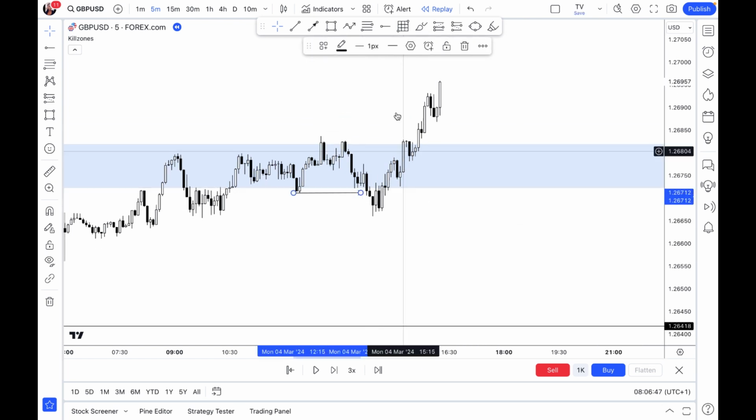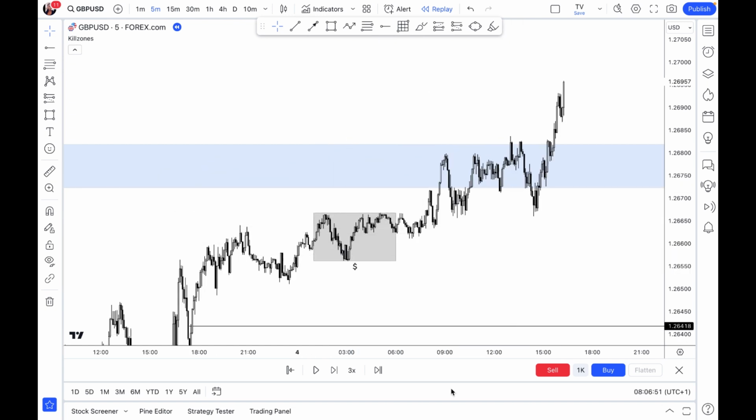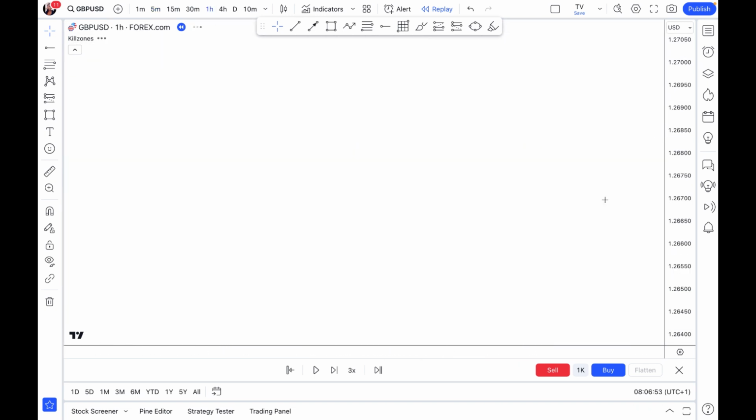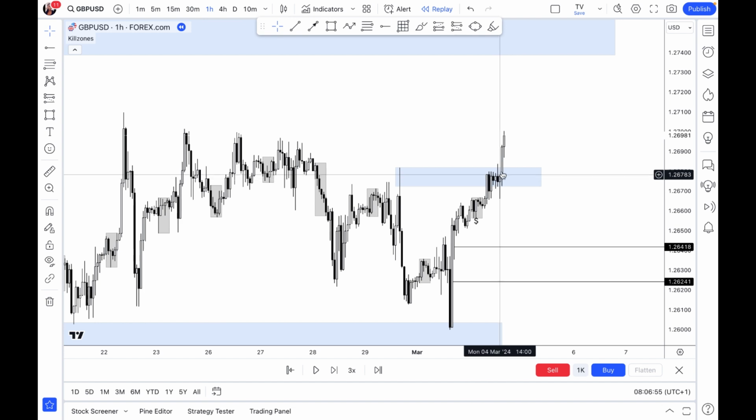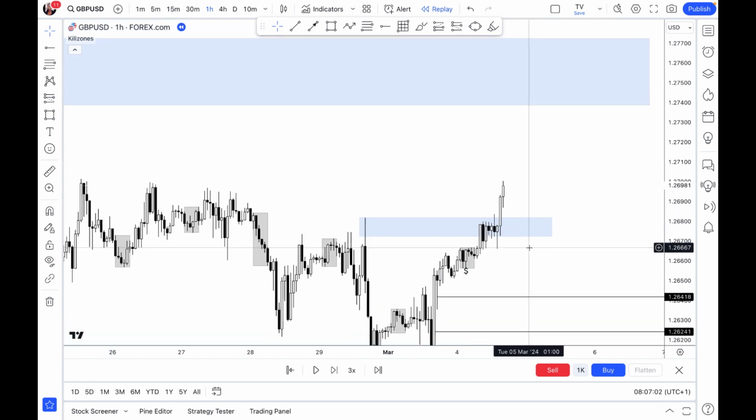I was not interested after this zone was broken. Okay, so let's move back to a higher time frame. If you took a hit there, it was okay. If your risk management was on point, there's no problem at all.